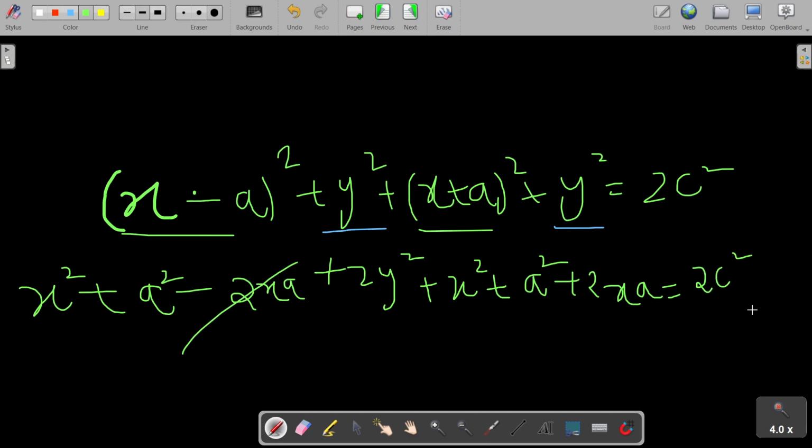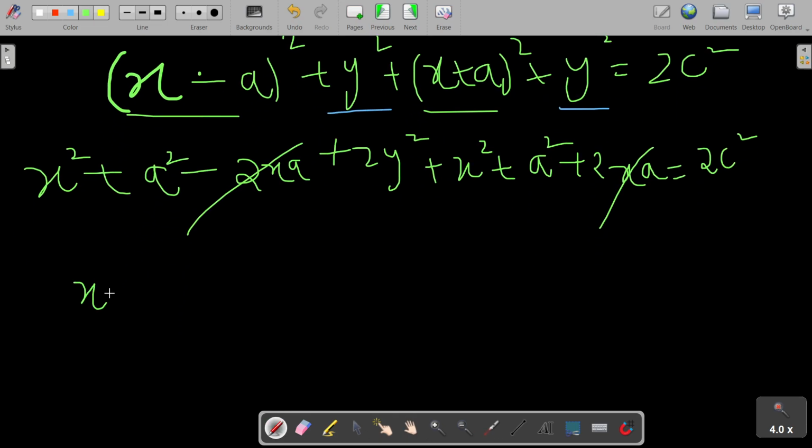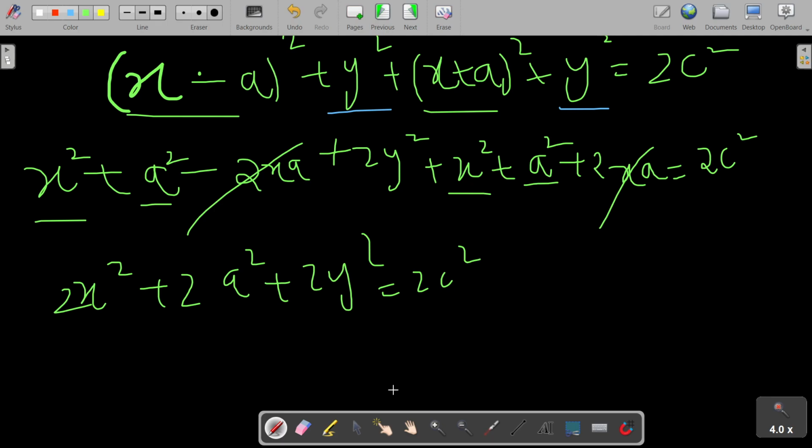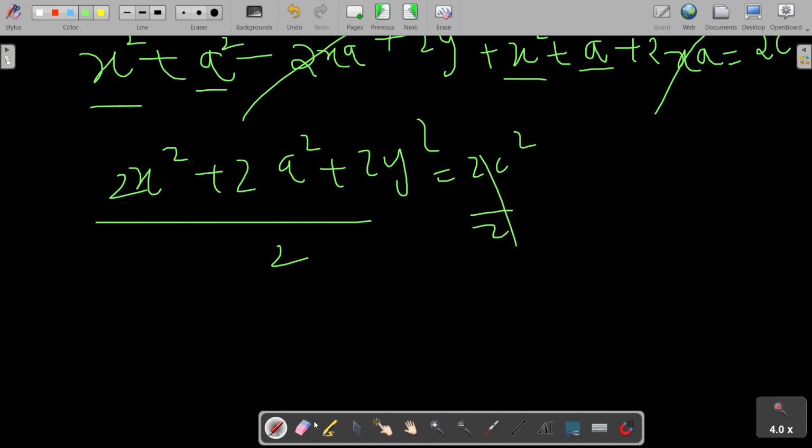Here 2xa and 2xa get cancelled, and the x squared terms combine to give 2x squared, plus the a squared terms combined give 2a squared, plus 2y squared is equal to 2c squared. If I divide both sides by 2 and cancel all the 2's, I get x squared plus y squared plus a squared minus c squared is equal to 0.